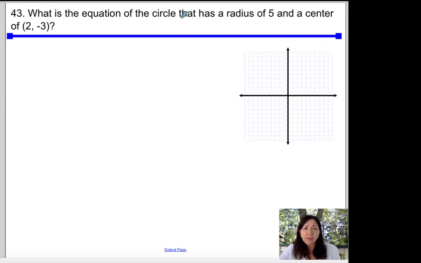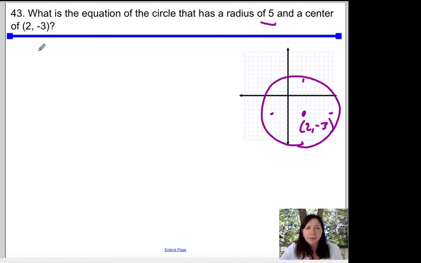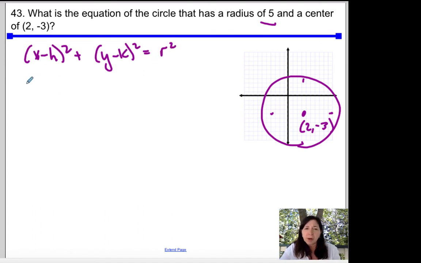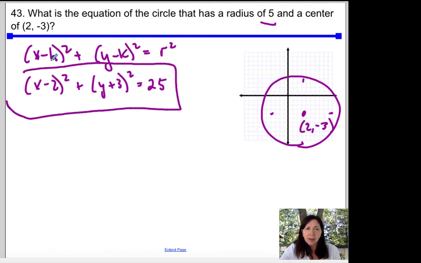So the next question says, what is the equation of this circle that has a radius of 5 and has a center of 2, down 3? So here's 2 comma negative 3 and my radius of 5. Remember the equation: x minus h quantity squared plus y minus k quantity squared is equal to my radius squared. So we have x minus 2 quantity squared plus y plus 3 quantity squared is equal to 5 squared, which is 25. So this is the equation of my circle, and that's in standard form.